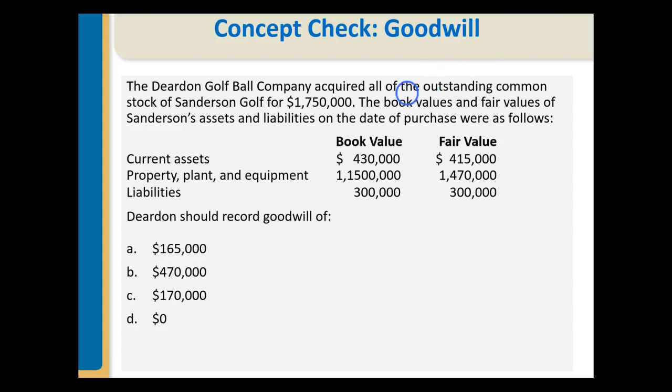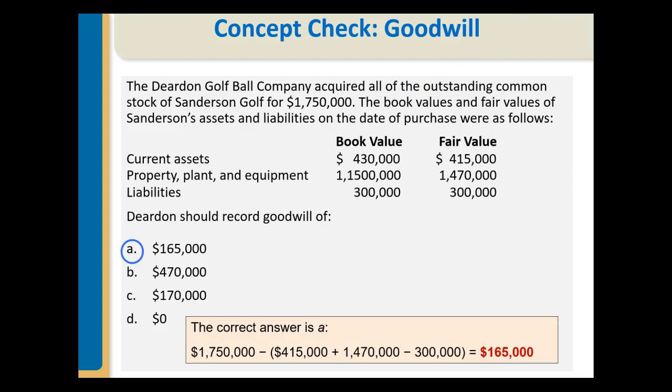Dearden should record the goodwill as what they purchased it for, the $1,750,000, minus the fair value of the assets less the liabilities. So the fair value of the assets, the $415,000 and the $1,470,000, less the liabilities, that difference against the purchase price would constitute goodwill.